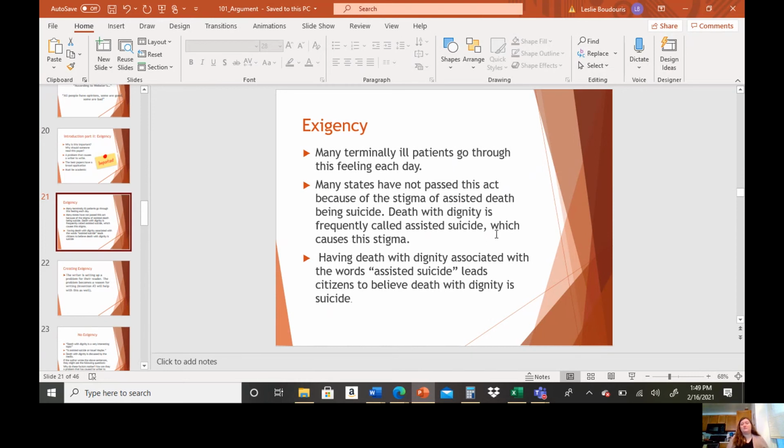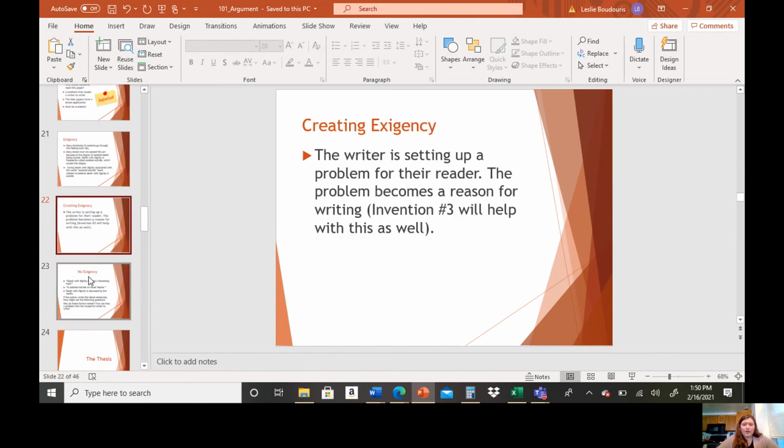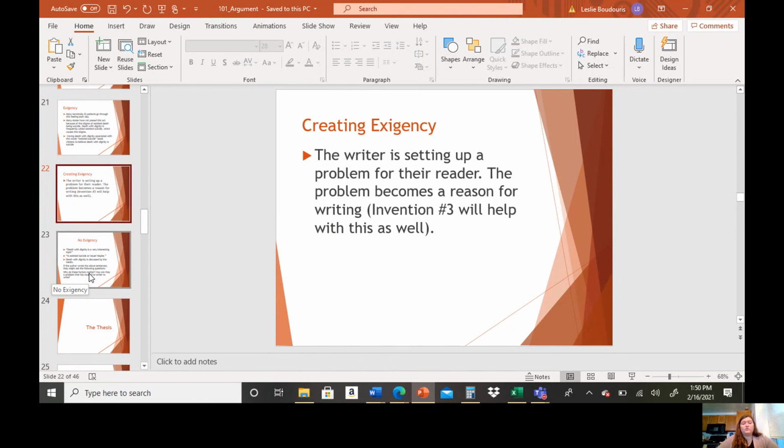So the problem they're talking about specifically is the stigma that goes along with the phrase assisted suicide. And having death with dignity associated with the words assisted suicide leads citizens to believe death with dignity is suicide. So all of these are leading to the larger problem they're talking about, and why they're writing, what is causing them to write. You don't have to have 3 exigencies, but this author does, and they go together. You could just have 1 if you wanted to. But could the writer revise that exigency in any way?